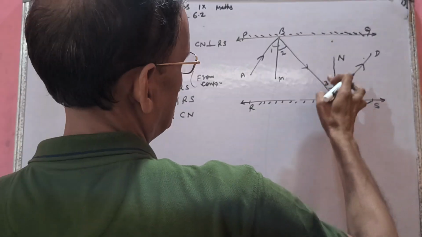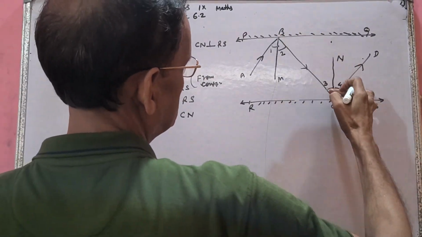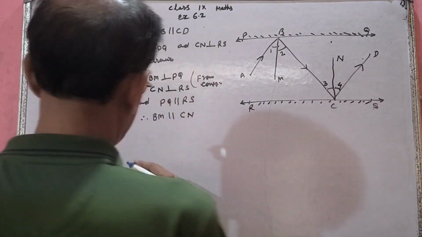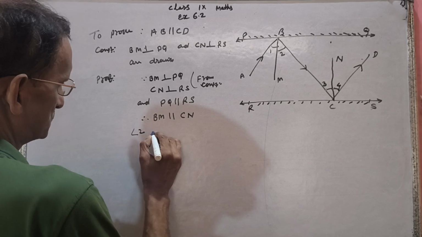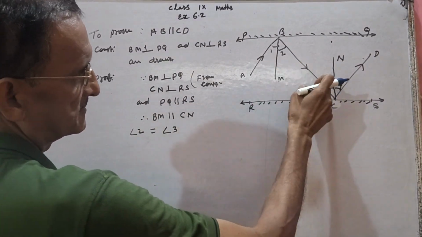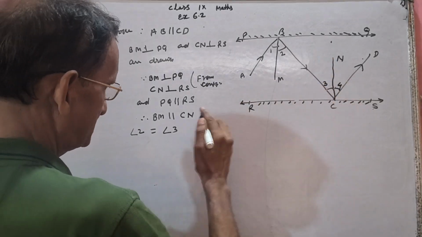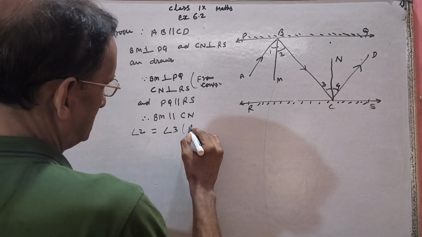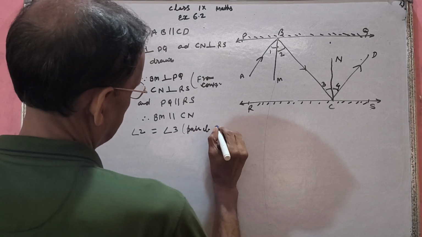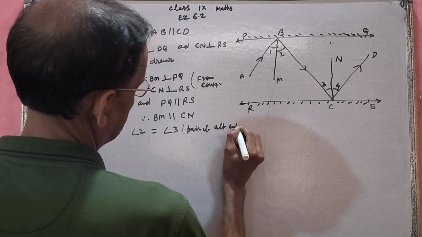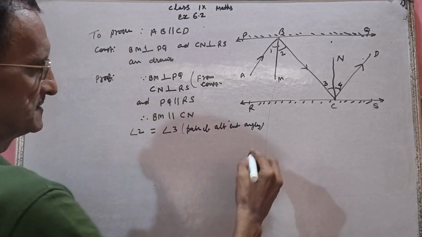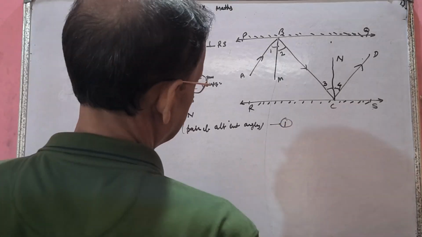Now, if BM parallel CN, and what is BC? Transversal, then angle 2 will be equal to angle 3. Angle 2 is equal to angle 3. Why? Because they are pair of alternate interior angles. Let it be equation 1.